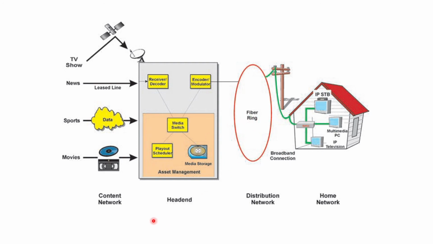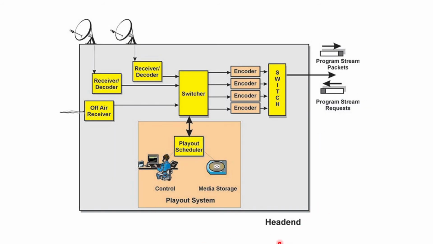So the major parts in the internet protocol television are the content network, head end, distribution network, and the home network. So what actually happens in the head end? Your things come either off air receiver or with the receiver. Say with the dish antennas, you are receiving the things. You are having a switcher, you are having a control and a media storage.